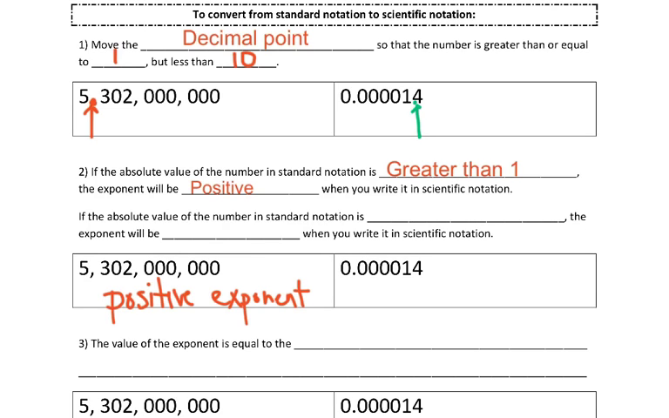If the absolute value of the number in standard notation is between 0 and 1, the exponent will be negative when you write it in scientific notation. So you can see this number is between 0 and 1, so we know we're going to have a negative exponent when we write it in scientific notation.